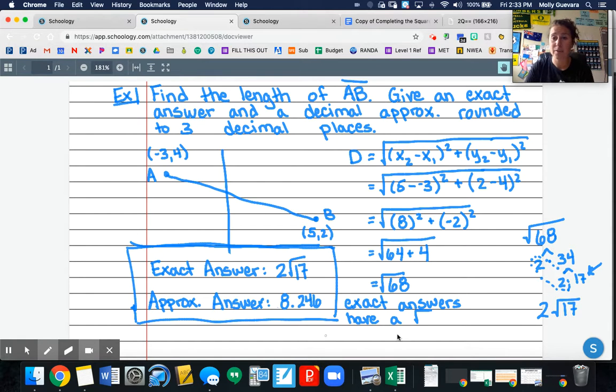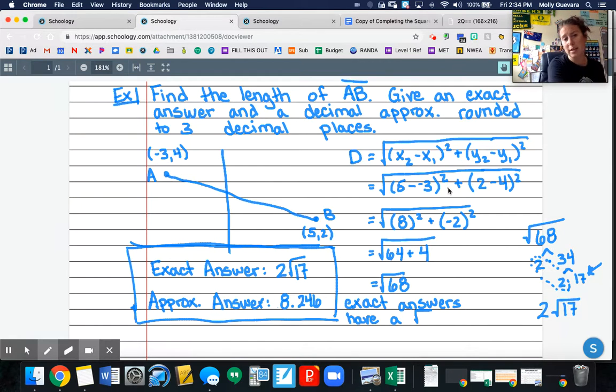And that's it. Okay, so our exact answer has the radical in it, the square root. And for our approximate answer, I've just plugged it into the calculator. So all through here on the distance formula, this is all stuff you can do. You can add, subtract numbers. You can take the square of numbers. You can add the numbers together. You can take the square root. These are all things that you know how to do.